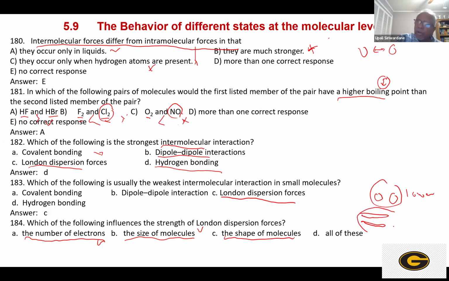Attraction between flat surfaces. We're going to look at linear hydrocarbons. They have large surface area. Therefore, they have higher attraction from London dispersion. All these three are affecting the London dispersion force. We're going to look into this.